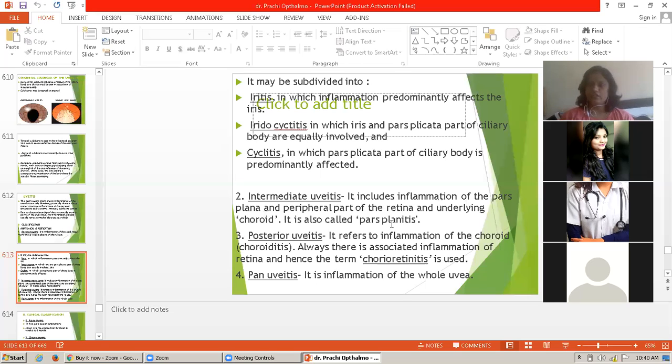So when we study the anatomical part, we see the ciliary body is divided into the anterior part and the posterior part. Anterior part 2 mm, posterior part 4 mm. Anterior part is called the pars plicata and posterior part is called the pars plana. So when there is an intermediate uveitis, then it includes the inflammation of the pars plana, that is the posterior part, and the peripheral part of the retina. Retina is situated posteriorly. So the peripheral part of the retina is also inflamed along with the pars plana and underlying choroid.